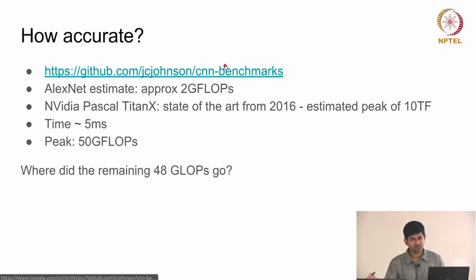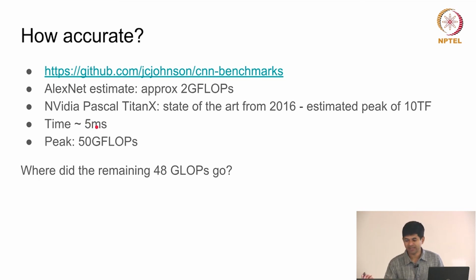There's one website where this person has gone and done benchmarking of networks. This is a couple of years old, so they have data from 2016 and have estimated for one particular GPU, the NVIDIA Pascal Titan X, which is pretty much the top of the line as of that date, which was capable of a peak performance of 10 teraflops. And the time that he observed for running one instance of AlexNet, basically recognizing one image, was approximately 5 milliseconds or so.